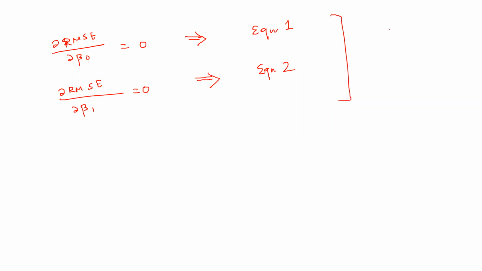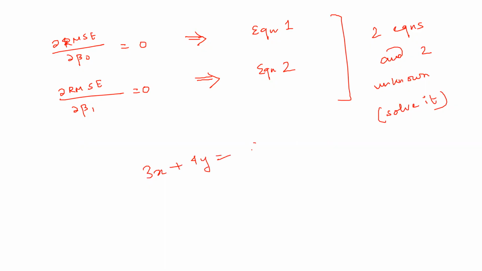There are two equations and two unknowns. Solve it. So this part is solved using linear algebra. I'm not going into those details. So do you know, if I give you, let's say, two equations, 3x plus 4y is equal to 5, and 7x minus 8y is equal to minus 10. Can you solve it?